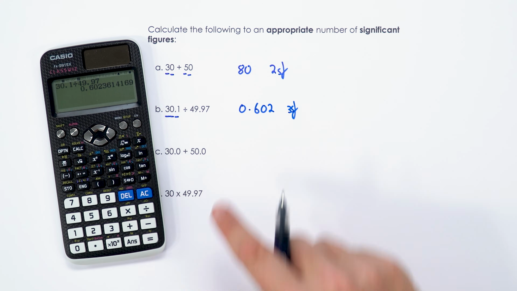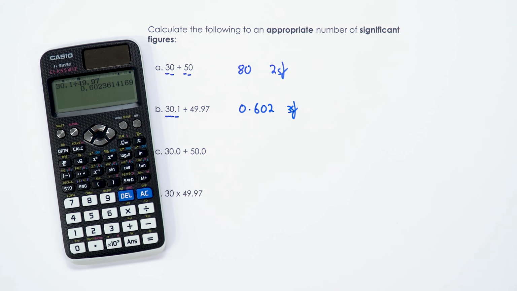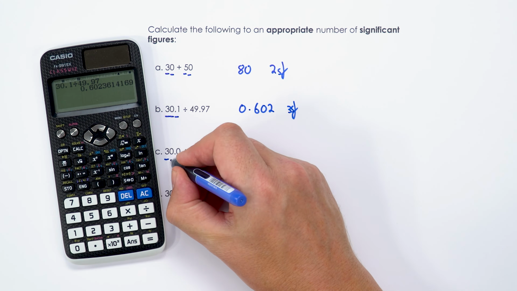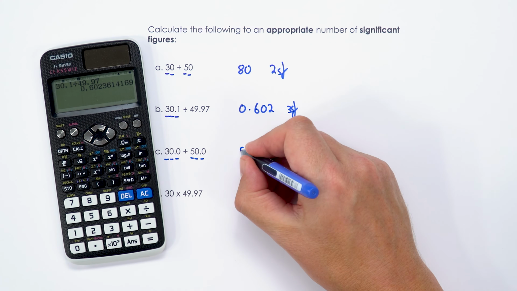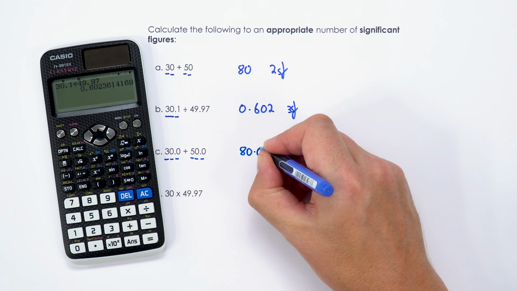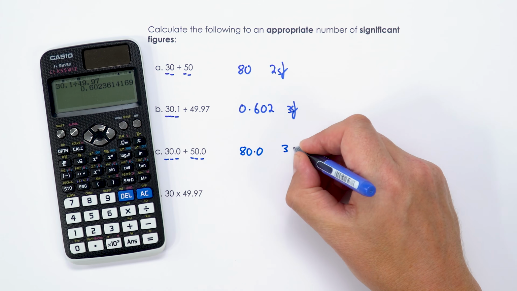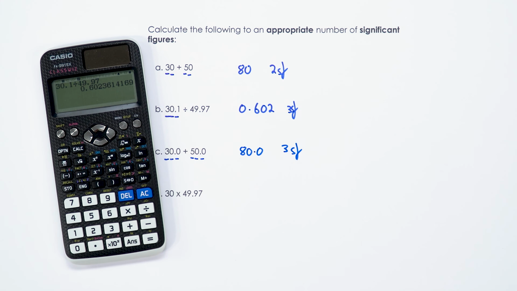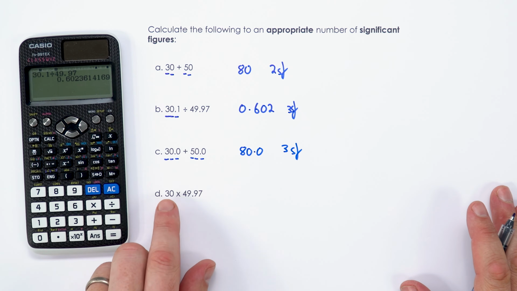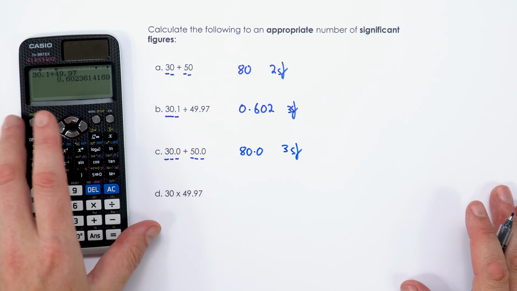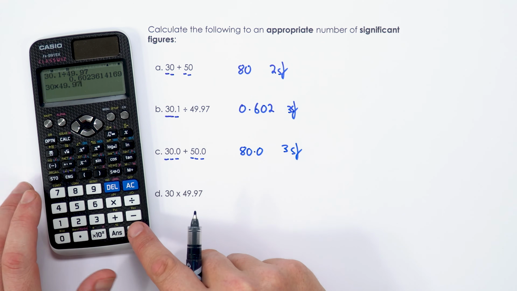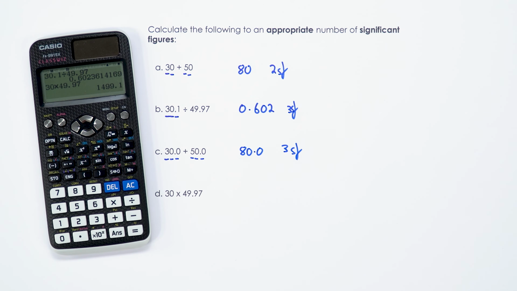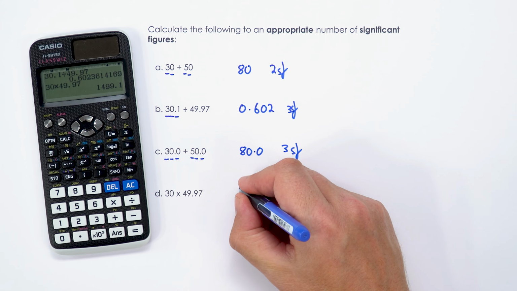For the next one, we've got pretty much the same calculation as we had at the beginning, but now we've got 30.0 and 50.0, and therefore my final answer should be 80.0, so that's three significant figures. And then finally, we've got 30 times 49.97. Again, I'm just going to multiply this on my calculator to get 1499.1.